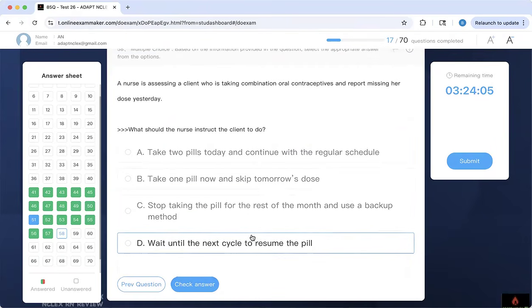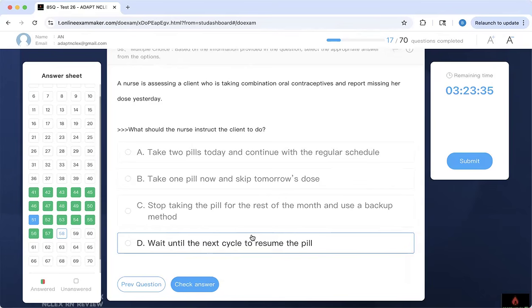And this is assessing a client who is taking combination oral contraception and reports missing a dose yesterday. She's taking oral contraception combination. That means progesterone and estrogen. She missed a dose yesterday. What will you tell her? What should the nurse instruct the client to do? Take 2 pills today and continue with the regular schedule. Take 1 pill now and skip tomorrow's dose. Stop taking the pill for the rest of the month and use backup method. Wait until the next cycle to resume your pill. You know the strategy. What do you think?